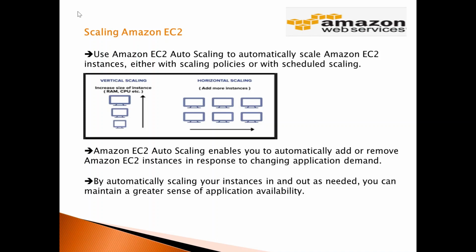Okay, so by automatically scaling your instances in and out as needed, you can maintain a greater sense of application availability. If we take an example of an e-commerce site, if users increase, the number of instances will increase. If users decrease, it automatically decreases the number of instances, so that you can save more cost.